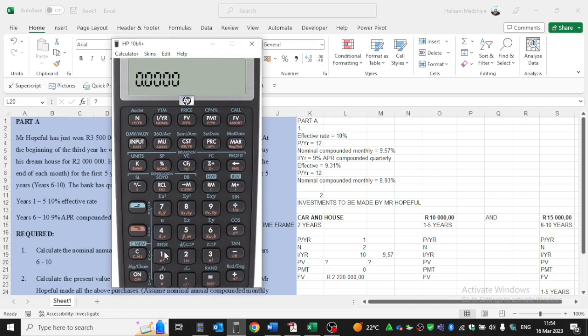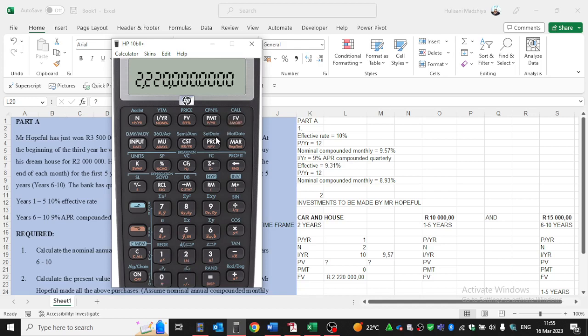Once we reset everything, we say frequency of compounding is 1 because we're using an effective interest rate. And then, since we've already said 1 payment per year, our N is 2, our I is 10, and then we've got 0 PMT. Then the future value is 2,220,000. That's our future value.